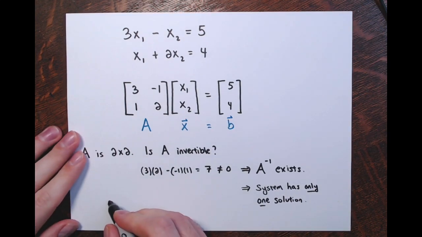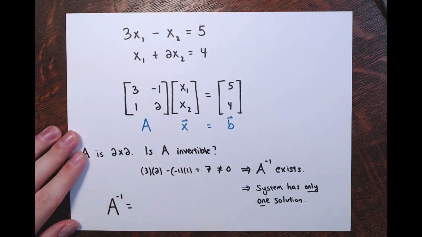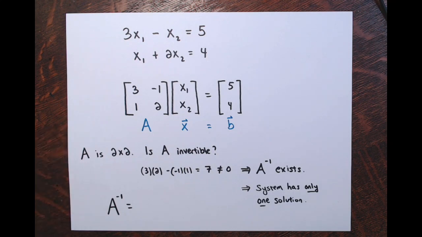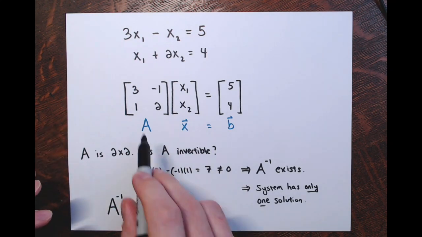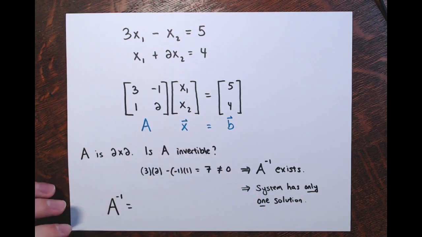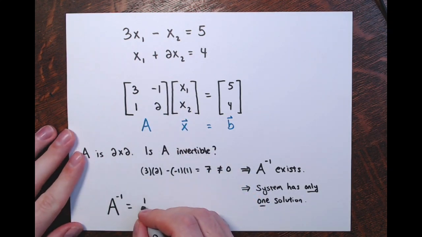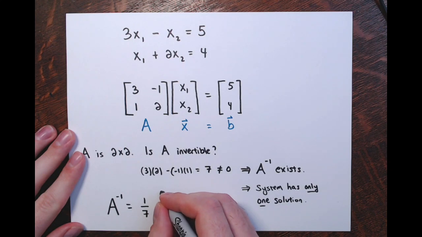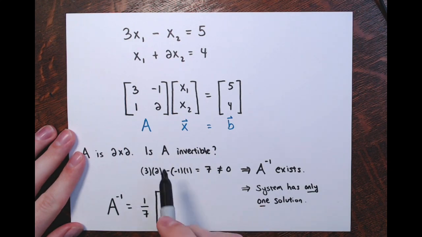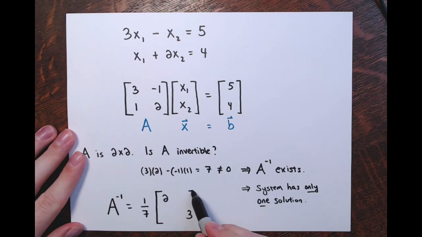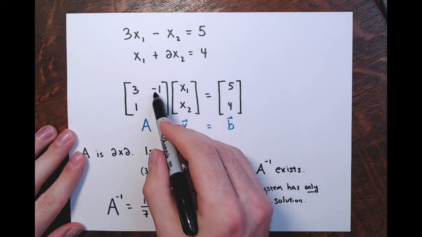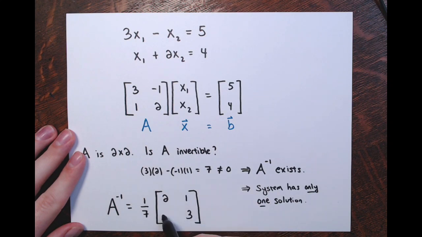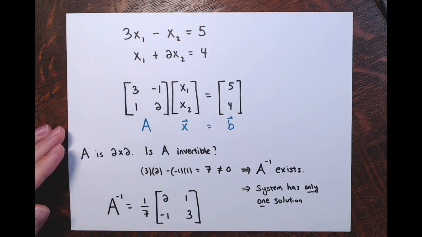Now A inverse. I'm not going to remember the formula from last time. I take this number, this A times D minus B times C, the 3 times 2 minus -1 times 1, 7. I take the reciprocal of that, 1/7, times another 2 by 2, where I switch the main diagonal entries, so it becomes 2 then 3 here. And then the other two entries are just opposites, +1 in the upper right and -1 in the lower left. This is A inverse.